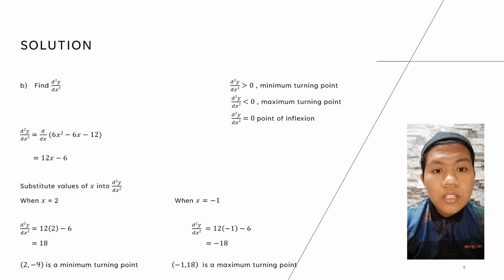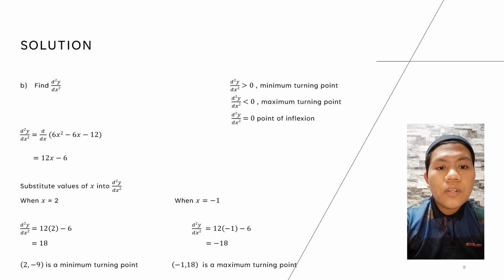So for the next question, we have to determine the nature of the stationary points, or we can call it a turning point. What this question means is, we have to prove whether the coordinates that we got from question A is a maximum turning point or a minimum turning point. To solve this question, we have to use the second derivative. Second differentiation is where you differentiate your dy over dx equation again, and we label it as d squared y over dx squared.